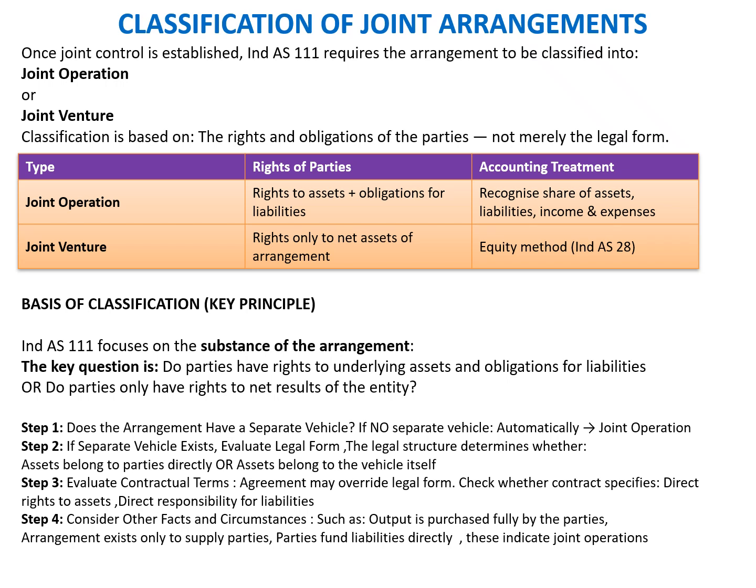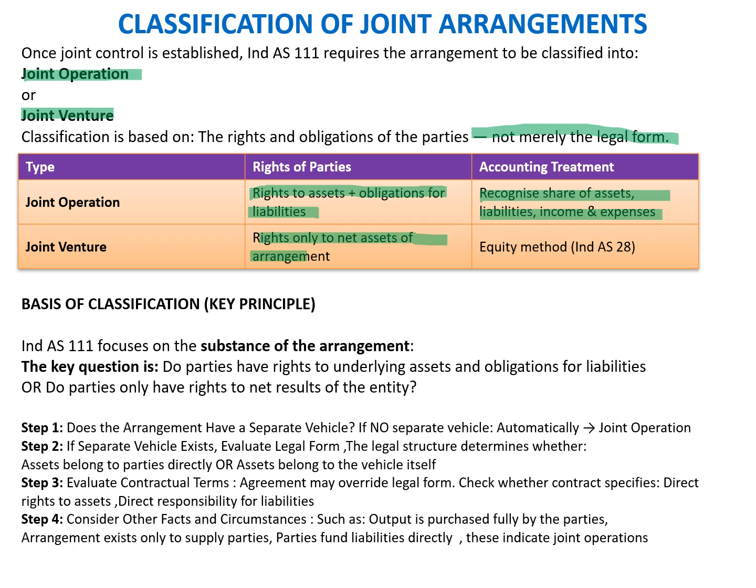So once control is established, Ind AS 111 requires the arrangement to be classified into a joint operation or a joint venture. Classification is based on the rights and the obligations of the parties and not merely on the legal form. When we're talking about a joint operation, the parties have rights to the assets and obligations for the liabilities. These are individual rights on the assets and the liabilities. The accounting treatment is that we have to recognize our share of the assets, the liabilities, the income and the expenses. We'll talk about that in subsequent slides. But for a joint venture, it is the right only in the net assets.